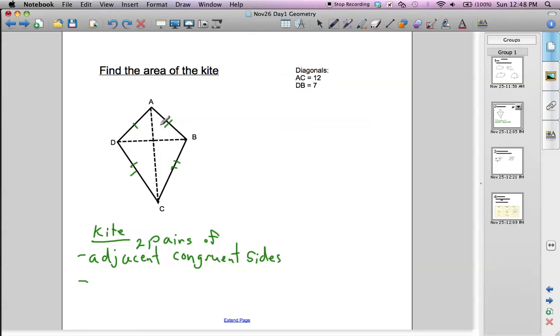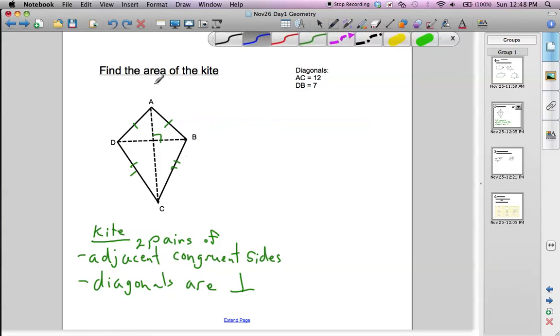Also, notice that the diagonals of a kite are perpendicular to each other. That's the symbol for perpendicular. They make a right angle. So that being said, we have a kite here, and we have to determine the area of a kite.